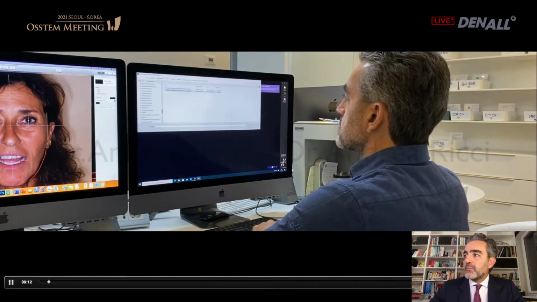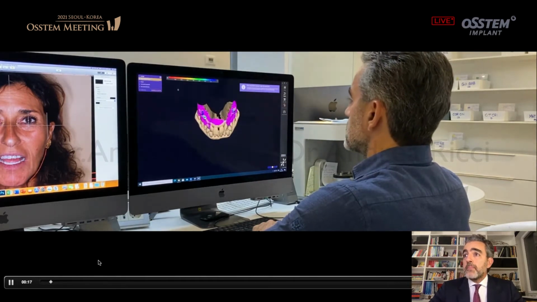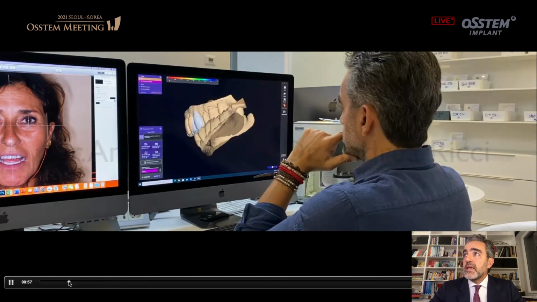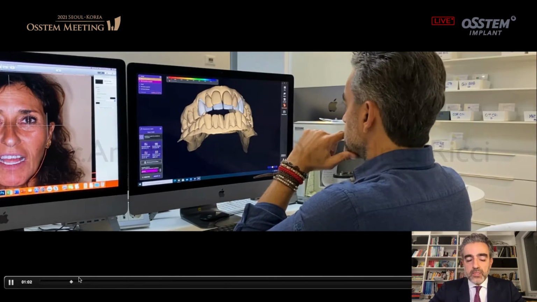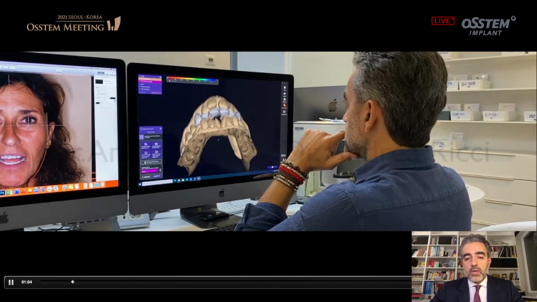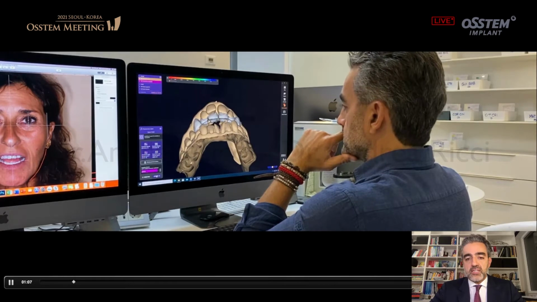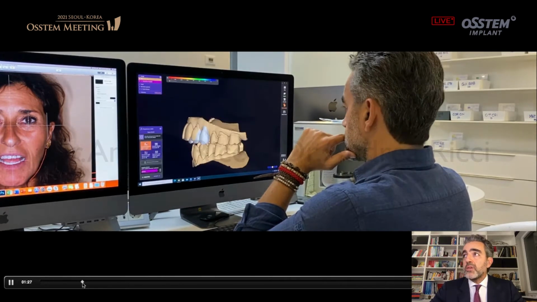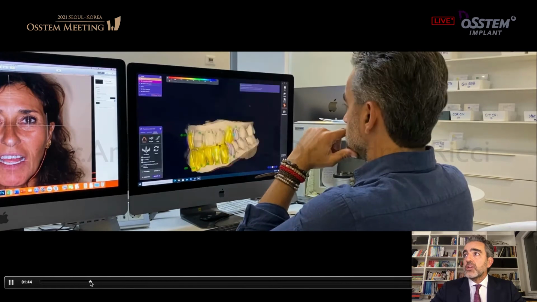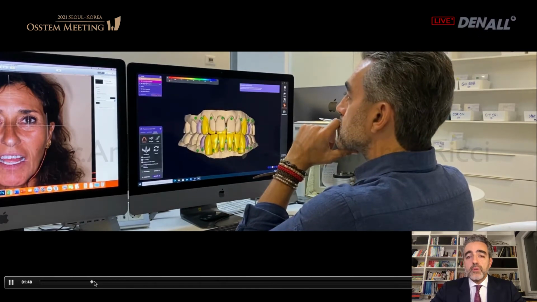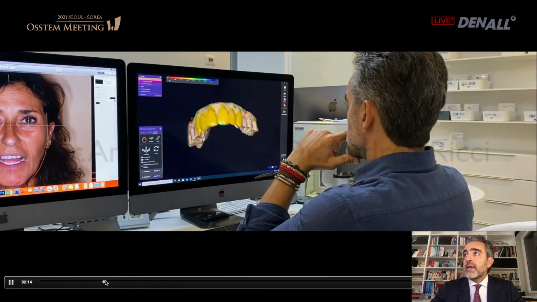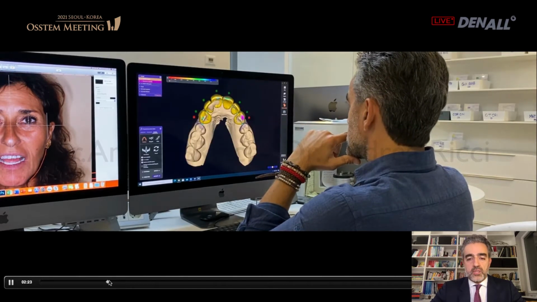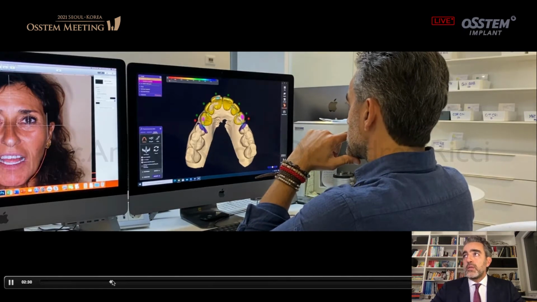Now, I don't have time because the video is 16 minutes. It's not edited. But here I can show you that I am designing a full anterior sextant wax-up in just a few minutes. So here you see that I am designing the wax-up in order to deliver the mock-up very, very fast. I can do this way faster than I would do in wax.